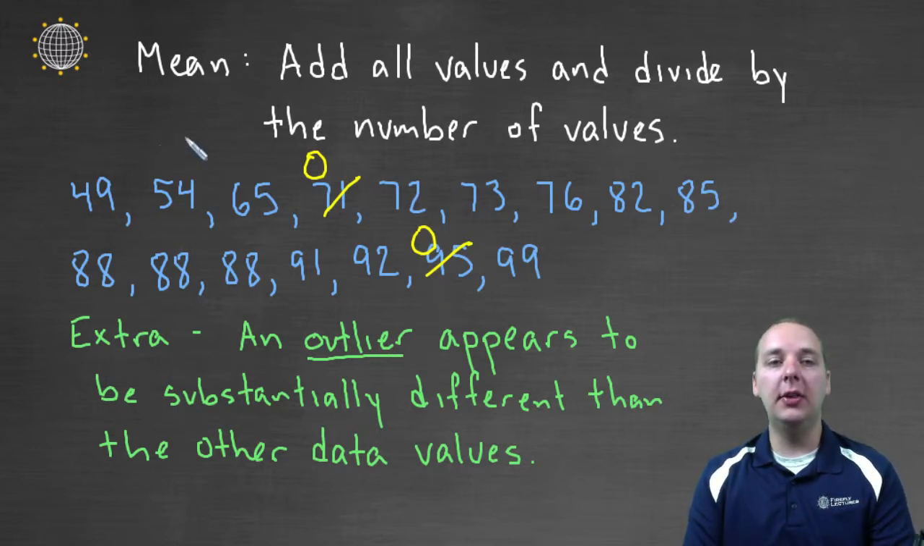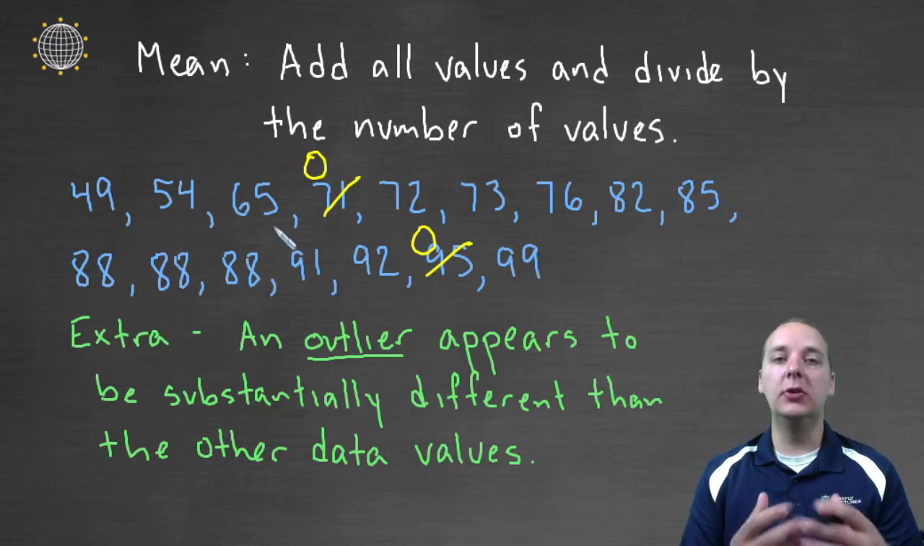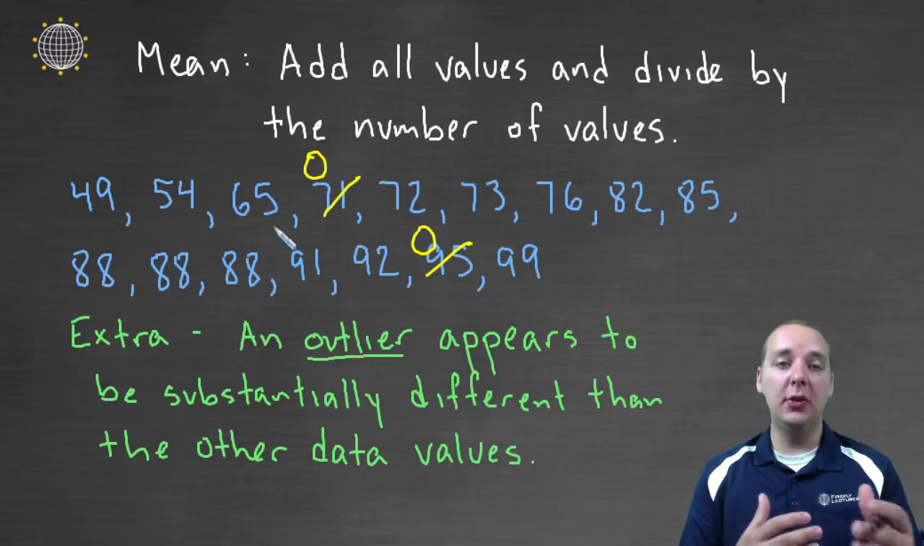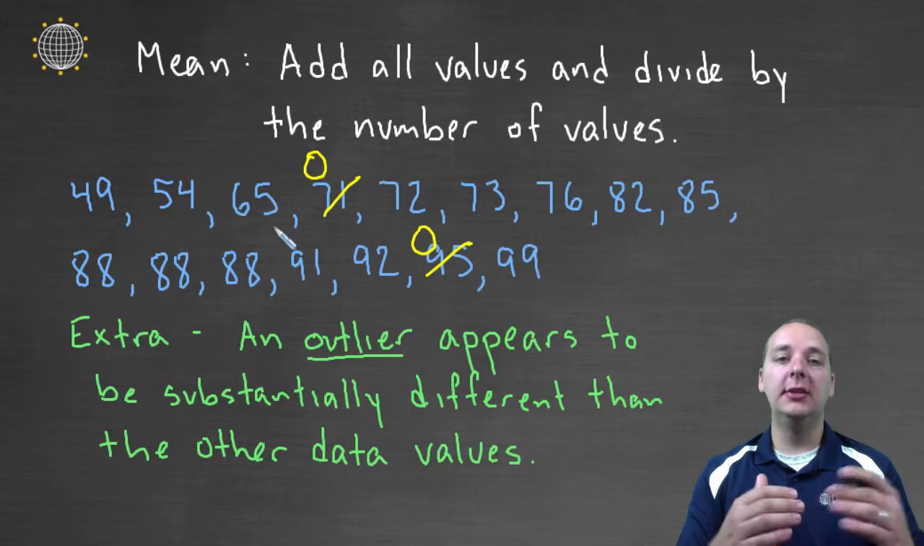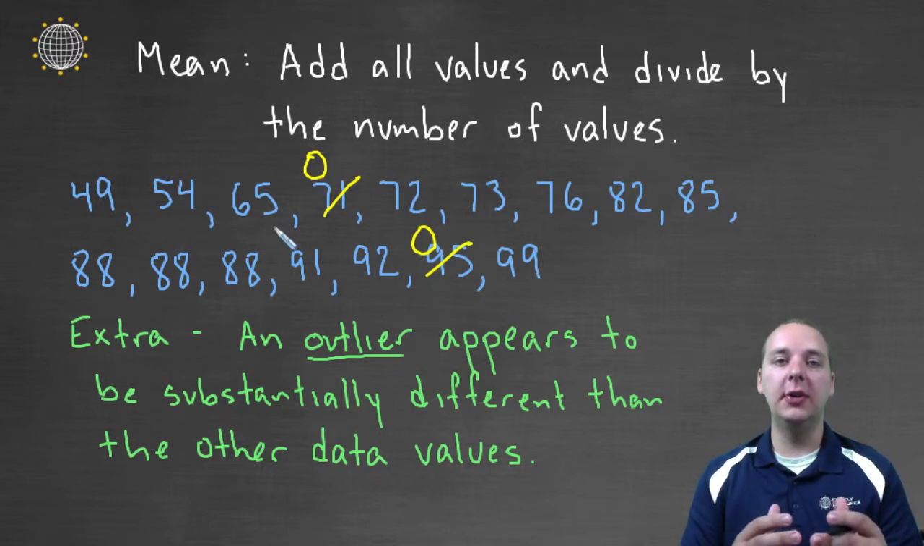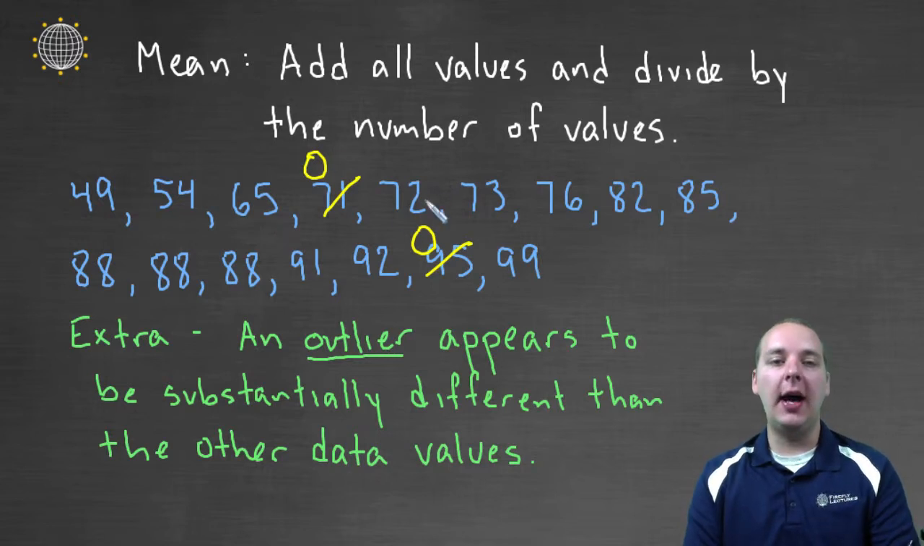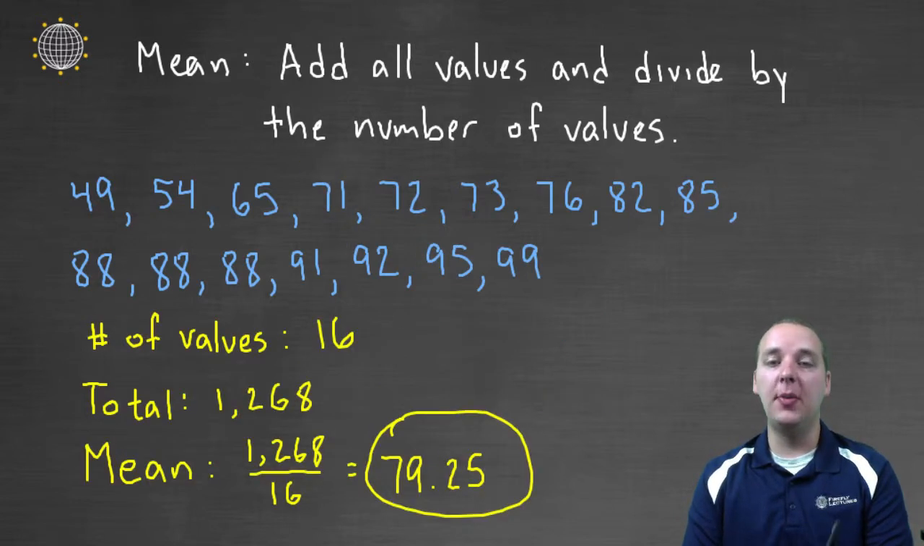Well, now if you took the mean now of the scores of all the students, those two zeros are going to be substantially lower than all the other test grades, and it's going to drastically pull down the mean. So I haven't crunched the numbers on taking the mean now. There's still 16 test grades, but now we have zeros in here. But if you work the math out, I bet it would be substantially lower than 79.25.